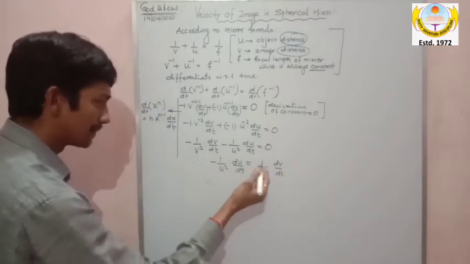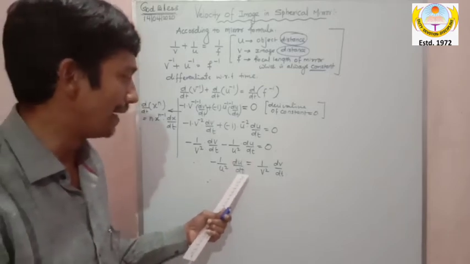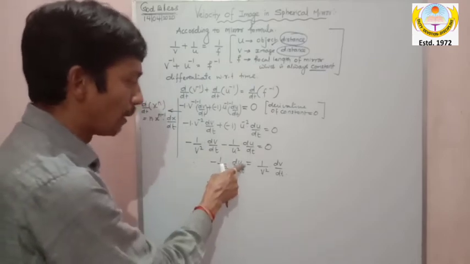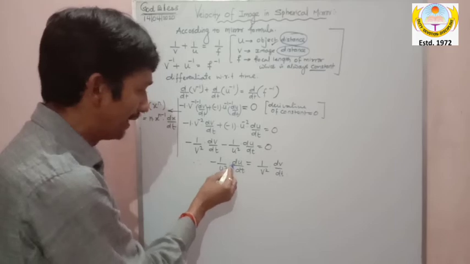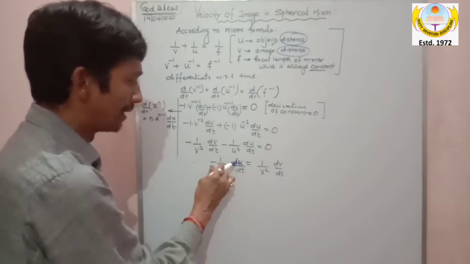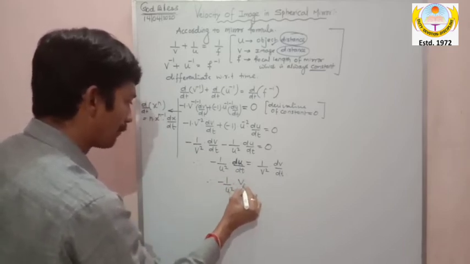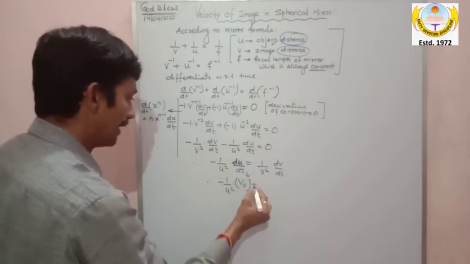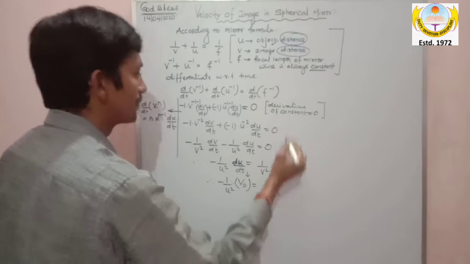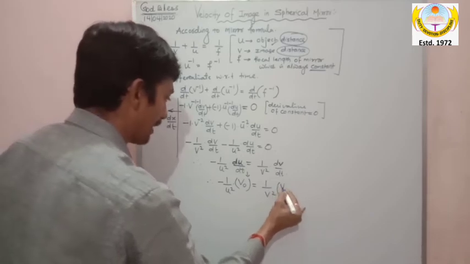This will give me, please take care, what is du by dt? u is my object distance, so du by dt is the change in object distance with respect to time, that is the velocity of the object. So this will become minus 1 upon u square into velocity of object is equal to 1 upon v square, and v is the image distance. So the change in image distance with respect to time will become the image velocity, that is vi.